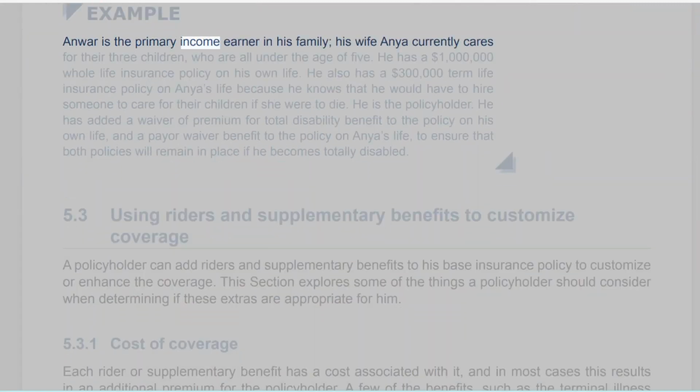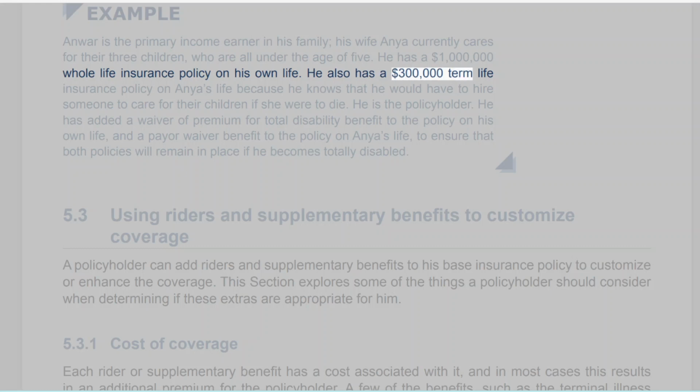Anwar is the primary income earner in his family. His wife Anya currently cares for their 3 children, who are all under the age of 5. He has a $1 million whole life insurance policy on his own life. He also has a $300,000 term life insurance policy on Anya's life because he knows that he would have to hire someone to care for their children if she were to die.